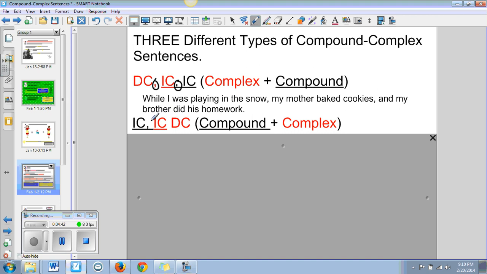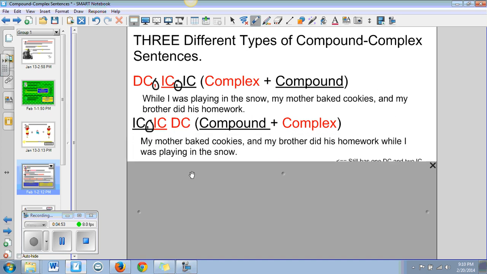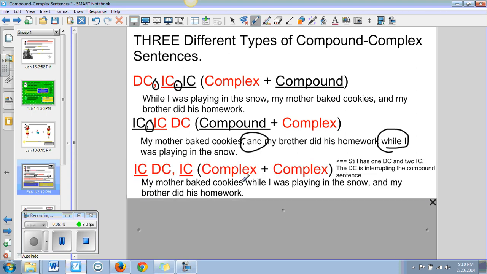Now remember, we're going to need a comma here because it's just a compound sentence, but we do not need to have a comma here because our dependent clause is at the end of our sentence. So an example would be, and it's exactly the same sentence above, My mother baked cookies, comma, and my brother did his homework while I played in the snow. So if we're looking here, we see that comma coordinating conjunction. Here's our subordinating conjunction, but we don't need any punctuation. And then finally, we have an IC.